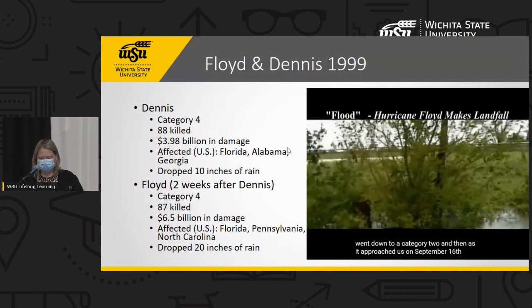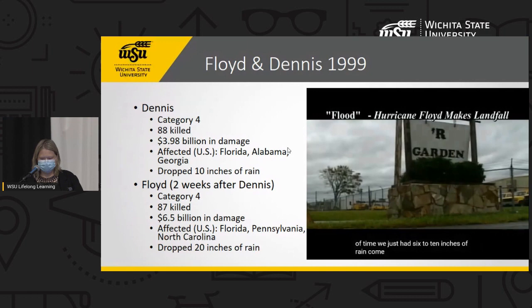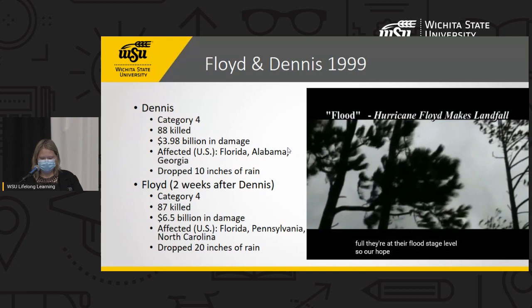Our concern, again, was we were very wet. We had already gone through a wet period of time. We just had 6 to 10 inches of rain come down. All the river basins are full. They're at their flood stage level. So our hope and our prayer in this case is that this storm's going to hit and this storm is going to run and come on through.